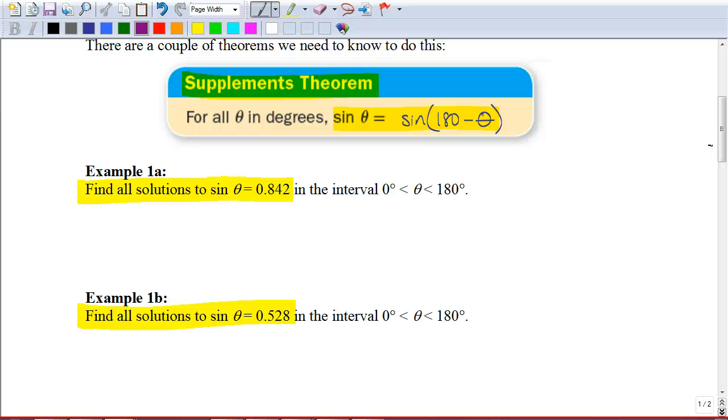Here they say find all solutions. Now the key there is we're trying to find all the solutions, not just the measure of this angle, but all the angles where the sine of that angle would be 0.842, and the angles we're looking for are between 0 and 180. So first off, on your calculator, to find the measure of an angle, we're going to use the inverse sine.